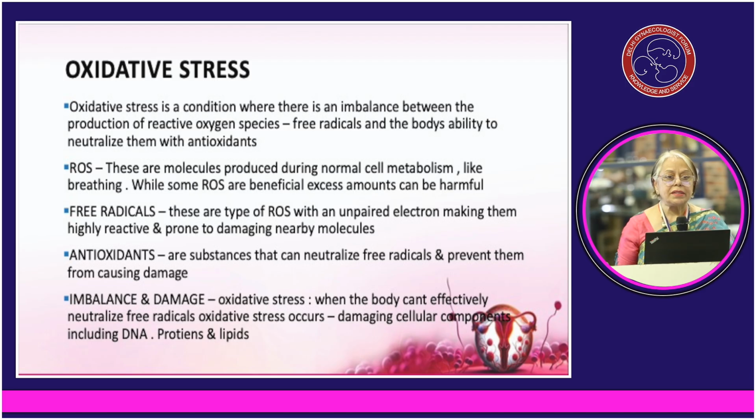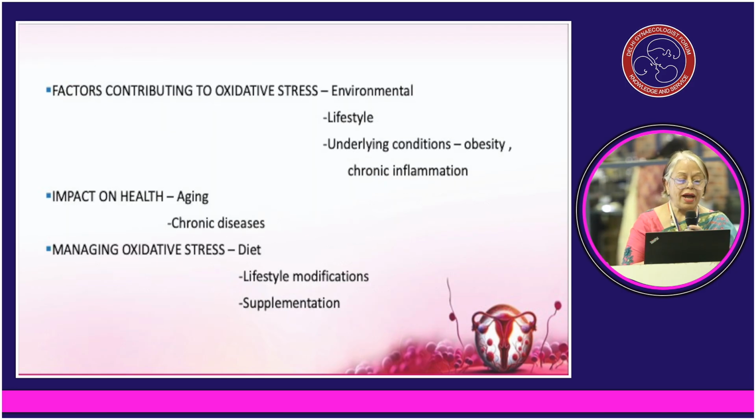So this imbalance in the production, and then imbalance in maintaining the neutralization, is oxidative stress. When the body can't effectively neutralize these free radicals, oxidative stress occurs, which damages the cellular components, the DNA, proteins, and the lipids.